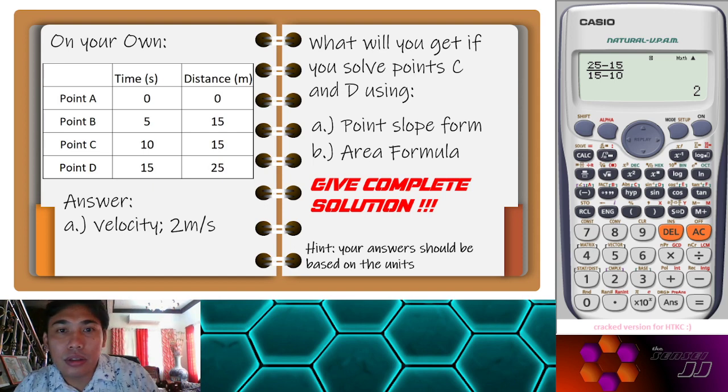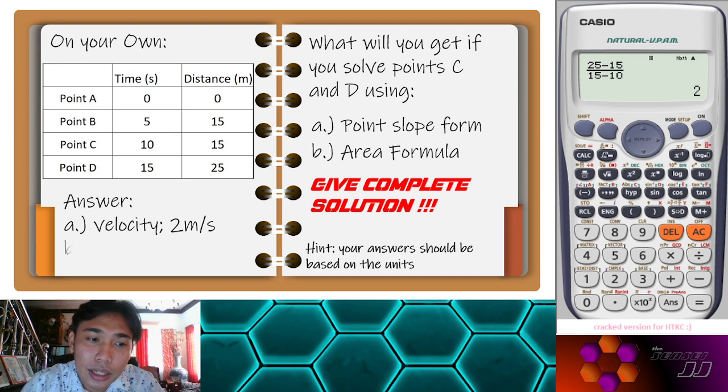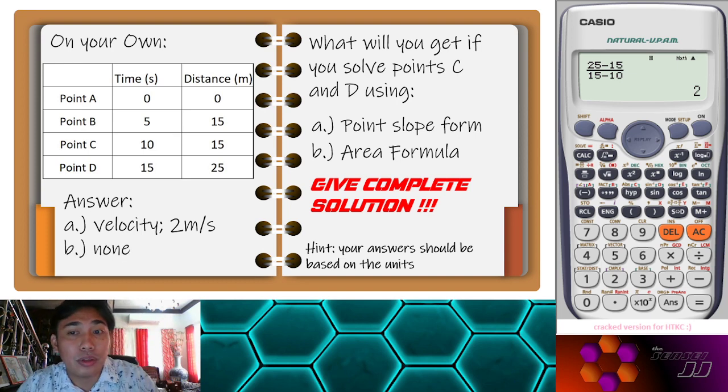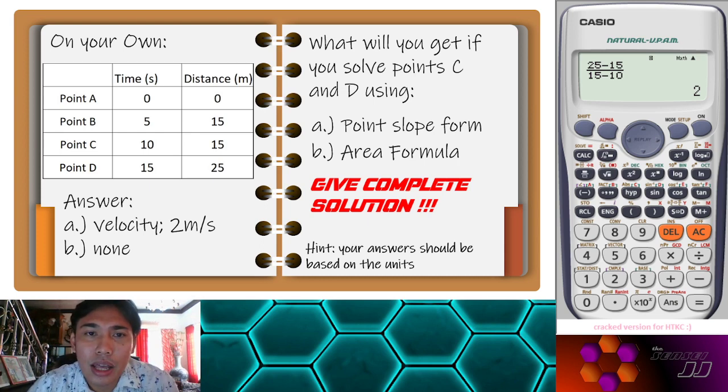So sir, how about the next one? The area formula. When we talk about the area formula, sorry to disappoint you guys, but we don't get anything there. Why didn't we get anything from the area formula? Using the formula of the rectangle or the triangle, we will get the base times height. The base is our time and the height will be our distance.